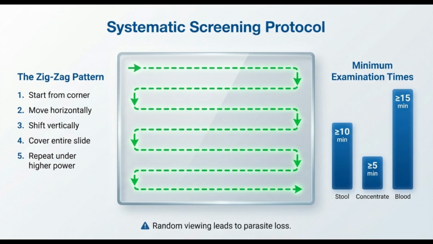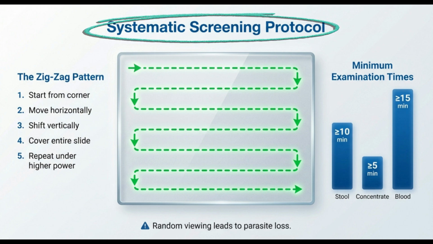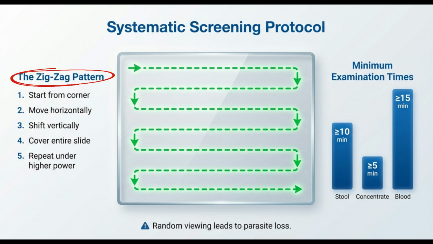So, you've made the perfect slide. How do you actually examine it? Well, you can't just wander around the slide hoping to get lucky. That's why we use a systematic screening protocol, like the zigzag pattern you see here. You start at one corner, scan methodically across the field, move down, and scan back. You cover the entire cover slip, leaving no stone unturned.